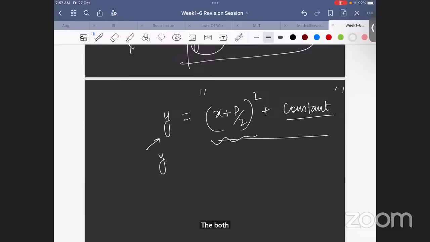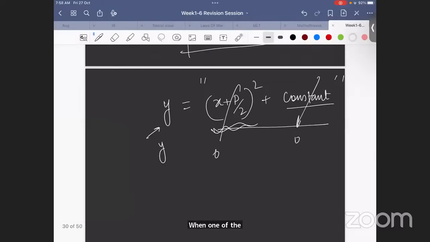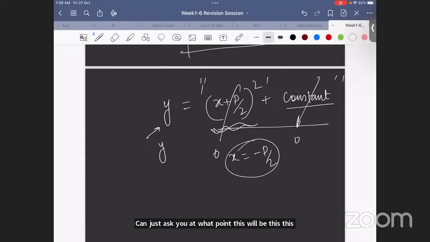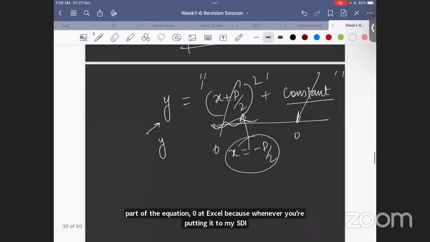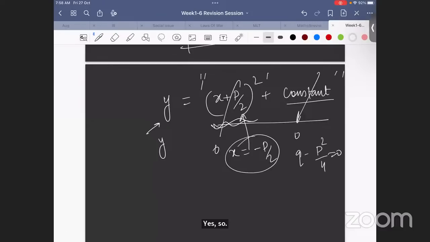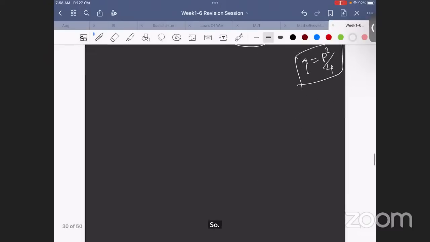This should be 0 and the constant should also be 0, correct? I'm just asking at what point this part of the equation will be 0. Whenever you put x equals minus p by 2, this will be 0. Then the constant should also be 0. What is the constant here? P square by 4 equated to 0, so you get q equal to p square by 4. Is this clear?